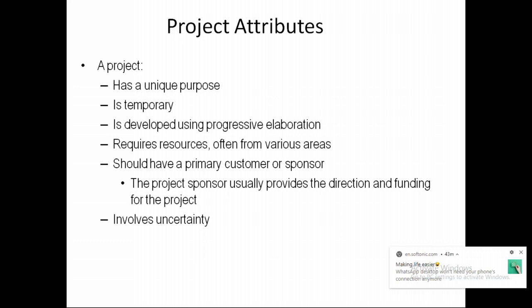Mr. Yomi, once my time is up, please notify me because I don't have access to seeing my time. So, project attributes. A project has a unique purpose. It's temporary. A project is developed using progressive elaboration, requires resources, often from various areas, and should have a primary customer or sponsor. The project sponsor usually provides the direction and funding for the project. We'll talk about the project sponsor. These are the owners of the project.